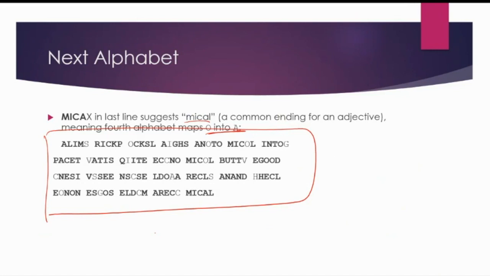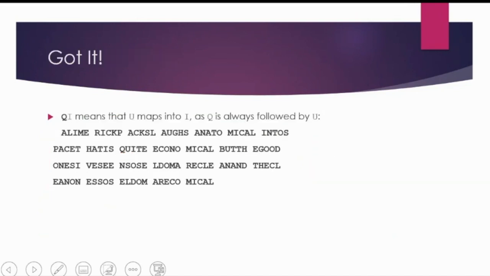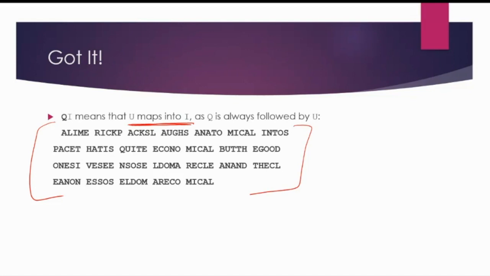Okay. Now, if you closely look at this, you can identify a few words. For example, this one, QI. If you have a Q in your text, Q is always followed by U. Okay, so you can use this information and come up with something. So this says U maps to I. Okay, so U maps to I. Accordingly, you can find out which is the word corresponding to this particular thing, and hence you can decrypt the message. Got the idea?